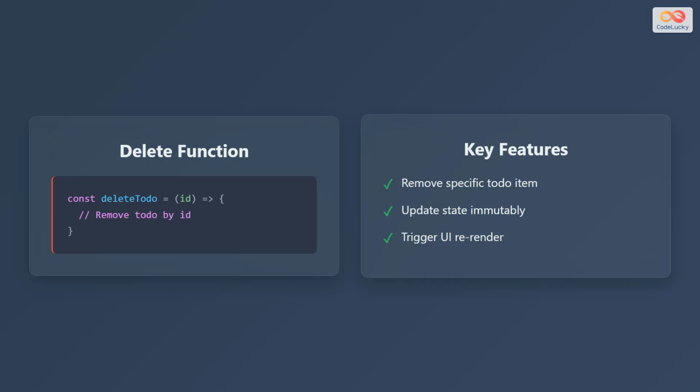On the left, you'll see a code snippet that outlines the basic structure of the deleteTodo function, which takes an ID as a parameter and removes the corresponding to-do item. On the right, we have a list of the key features that this function will provide. First, it will remove a specific to-do item, then update the state in an immutable manner, and finally, trigger a user interface re-render to reflect the changes.